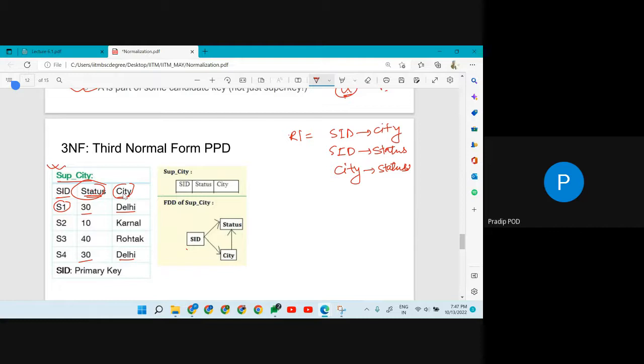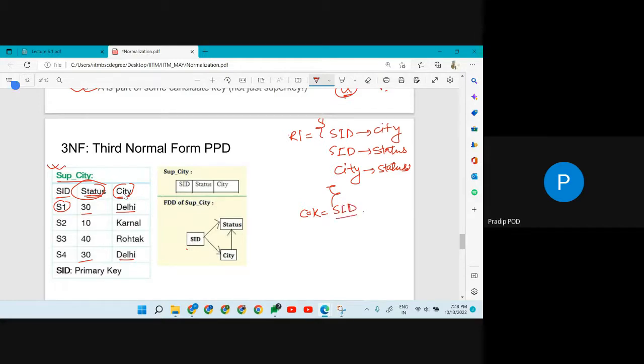So that's how to decompose it into the third normal form, and you have to check whether this relation R1 is in third normal form or not. It is already in the second normal form, so we need to check whether these functional dependencies are in third normal form or not. For that, you first have to find the candidate key. Here we already found the candidate key, that is SID.